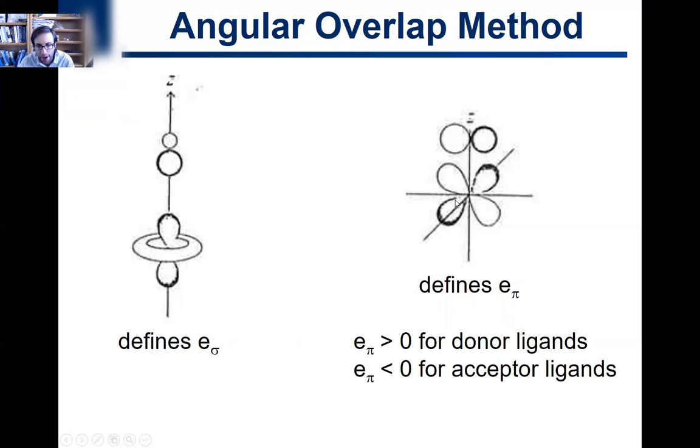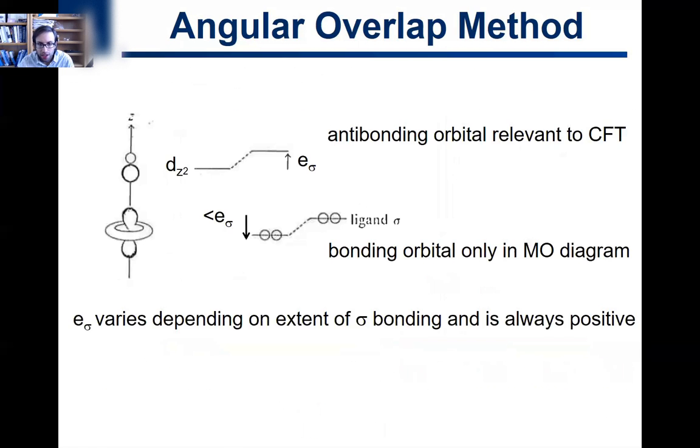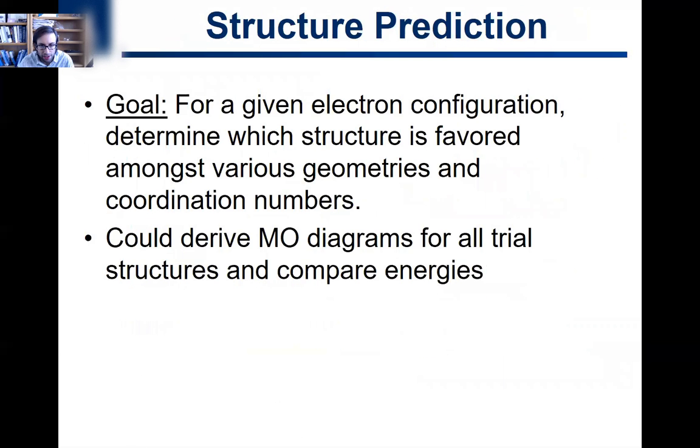That's what we call E pi. E pi is going to be greater than 0 for donor ligands, but for accepting ligands, it's going to be negative. Okay, and the magnitude of E pi is always going to be less than the magnitude of E sigma, because pi bonds, we know, are always weaker than sigma bonds.